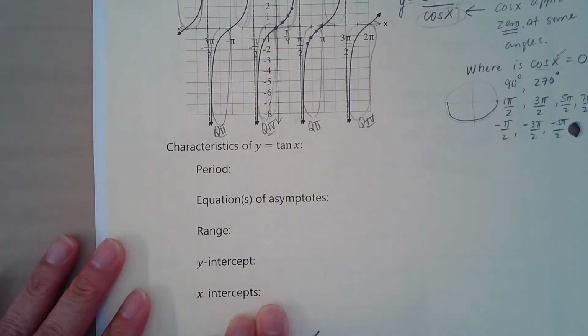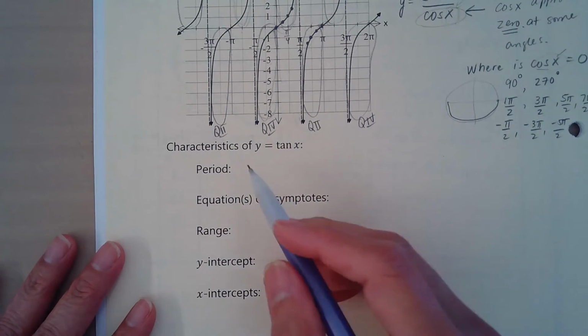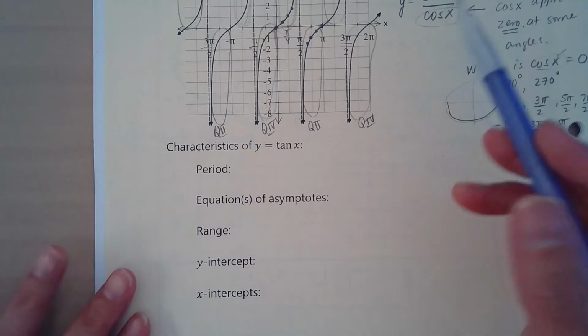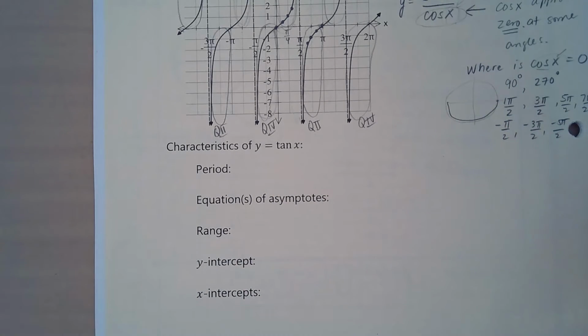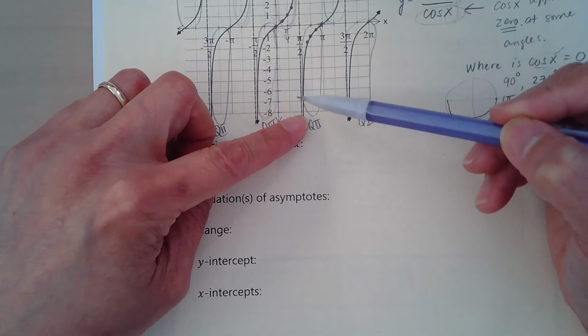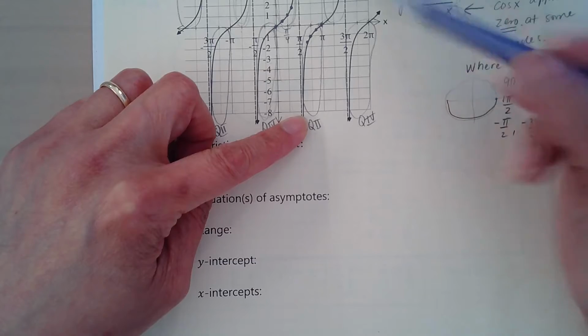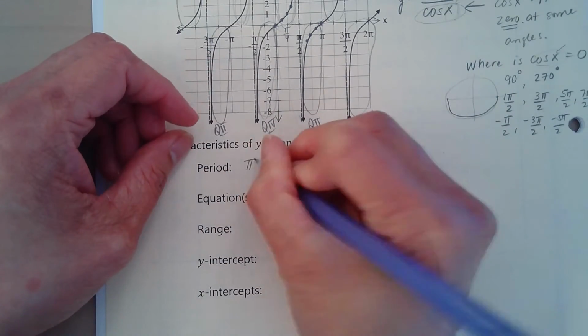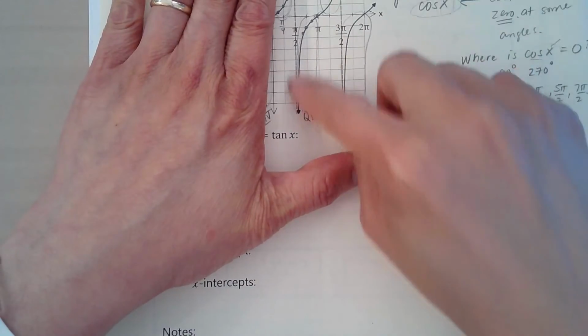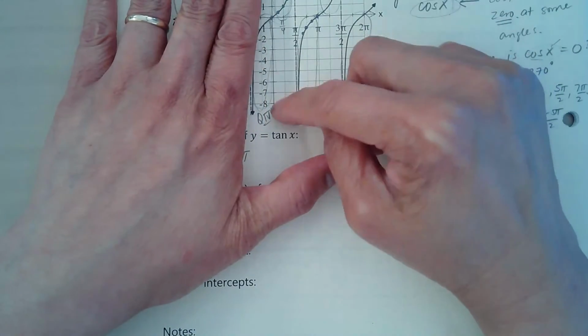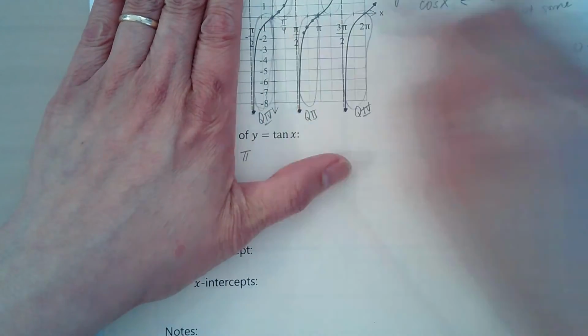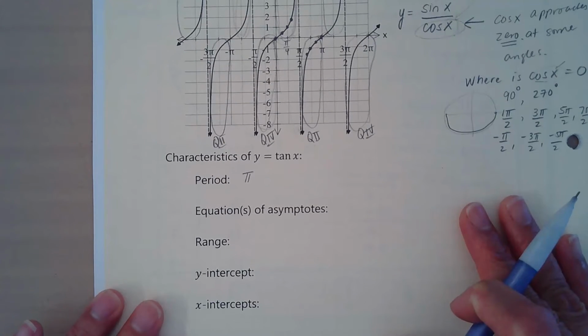Now let's take a look at characteristics of tan of x. What's the period? When does it repeat itself? Pi? So it repeats every single pi, right? So here, pi. It repeats itself every single pi radians.